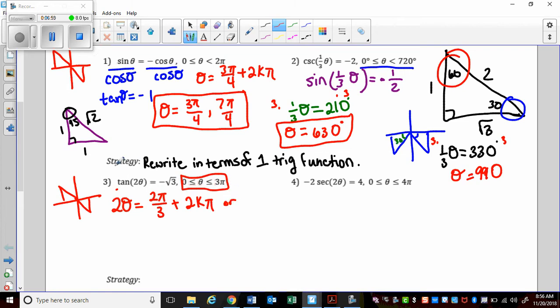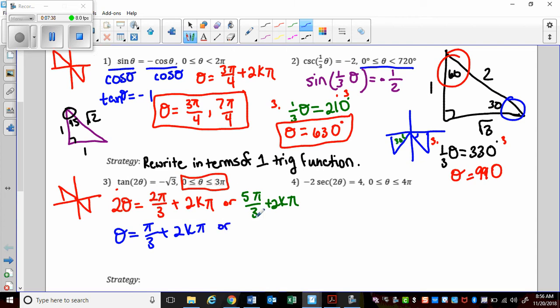Or tangent is negative square root of 3. If this is 2 pi over 3, 3 pi over 3, 4 pi over 3, this is going to be 5 pi over 3. So I can say 5 pi over 3, and this is still plus 2k pi. However, I need to divide everything by 2 to find out what theta is going to be. This is 2 theta. If I divide by 2 in this fraction, I'm going to have theta equals pi over 3 plus 2k pi.